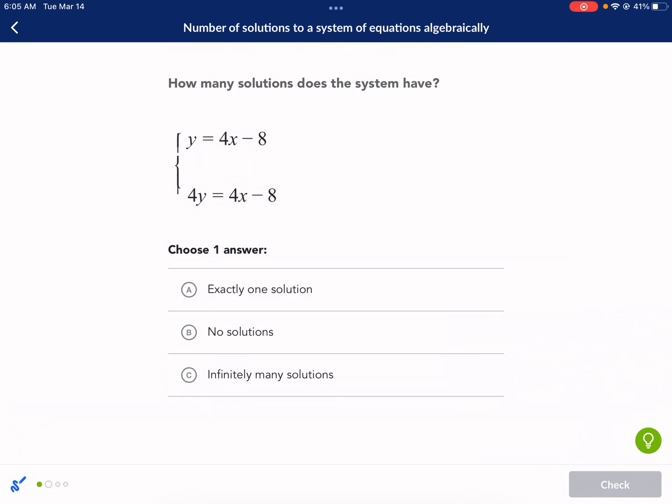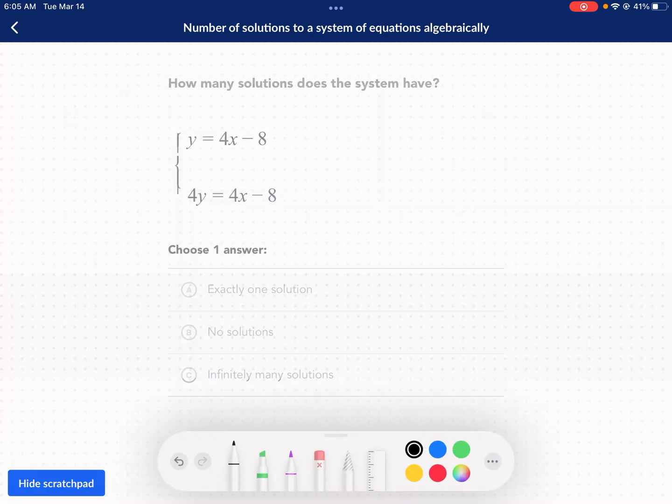All right, here we go. Next one. How many solutions does the system have? For this one, this is my thought process. We're going to see if it's no solutions or infinitely many solutions. And if it's not either one of those, we're just going to assume it's exactly one solution, because exactly one solution takes a while to solve for exactly where it crosses. So we're just going to eliminate the two easiest choices first.